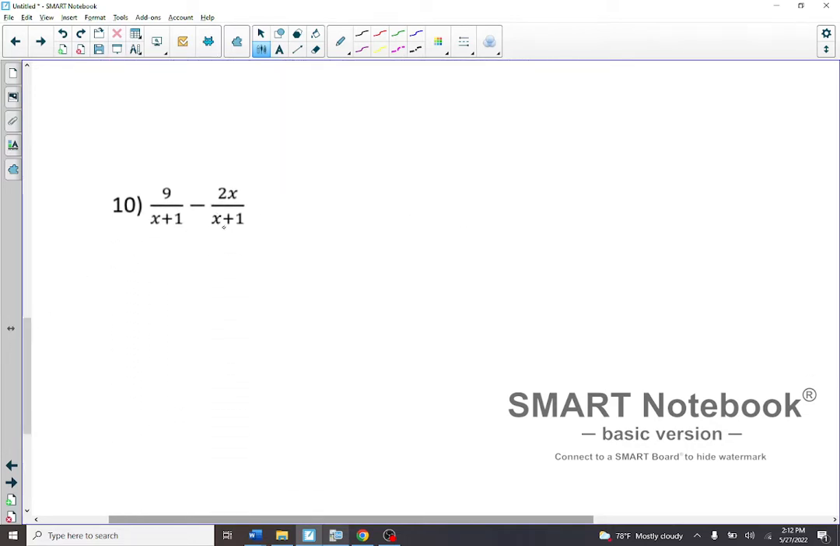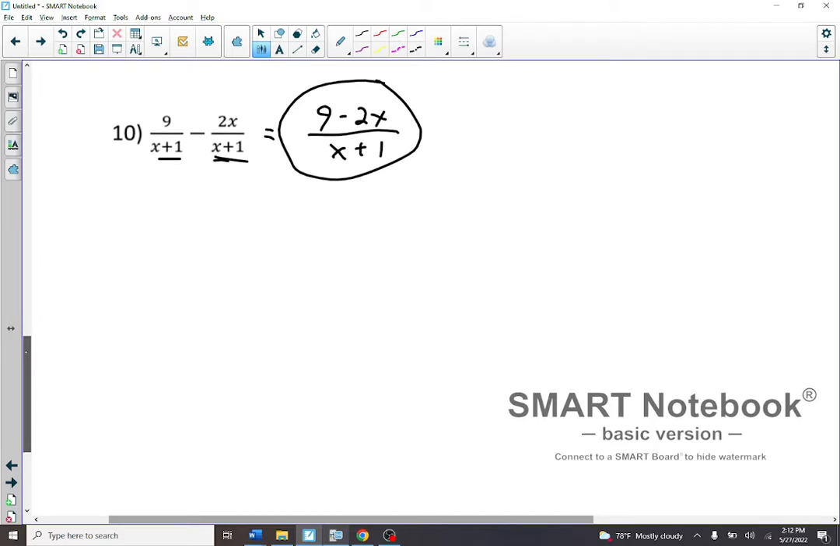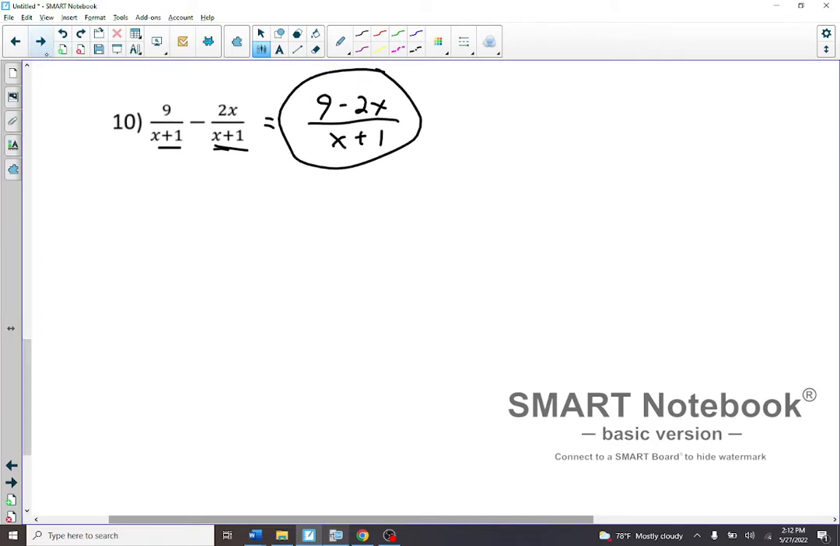This one, when we subtract, we need to have the same base. They already have the same base, so we're very happy. So it's 9 minus 2x over x plus 1. Check if you could simplify. I can't factor anything on top and bottom. Nothing matches, so that's equal. Since they have the same base, we can subtract straight through. And 9 and 2x are not even like terms, so you can't even subtract those.